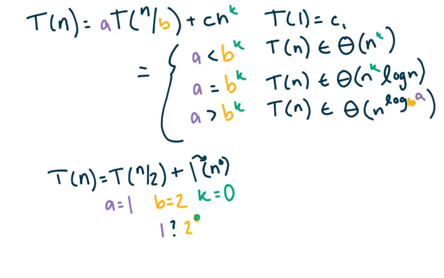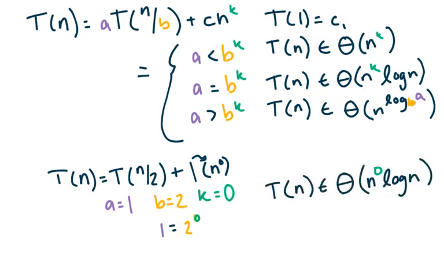And now we plug it in. So 1 is what to 2 to the 0? Well, it's equal to it, right? Anything to the 0th power is going to be 1, right? So those are going to be equal. So we get that T(n) is going to be in big theta of n to the 0th log n. N to the 0th, again, is just 1. So we're going to get this as in log n, which is exactly what we got before, but this takes less time. So if you ever have it in this form here, use the master theorem.